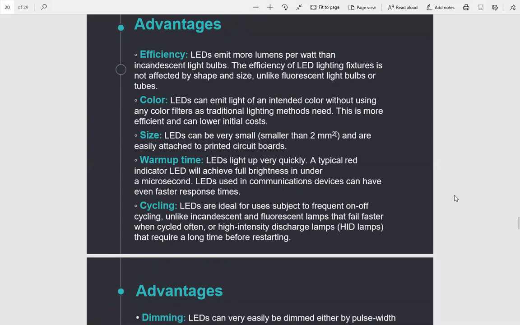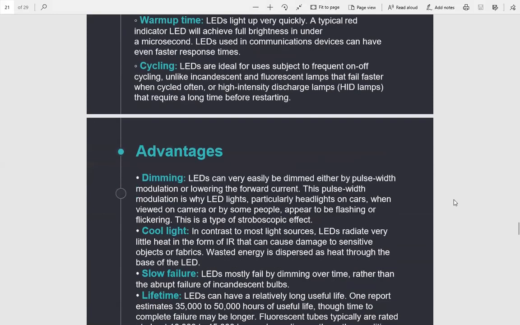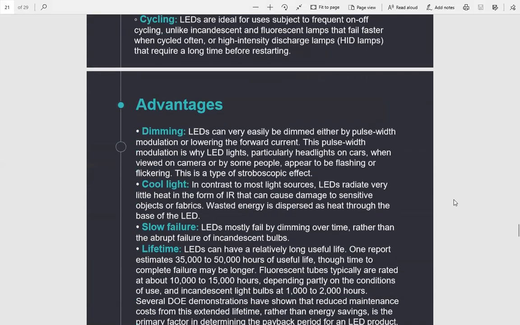Warm-up time. LEDs light up very quickly. A typical red indicator LED will achieve full brightness in under a microsecond. LEDs used in communications devices can have even faster response times. Cycling. LEDs are ideal for uses subject to frequent on-off cycling, unlike incandescent and fluorescent lamps that fail faster when cycled often, or high-intensity discharge lamps that require a long time before restarting.